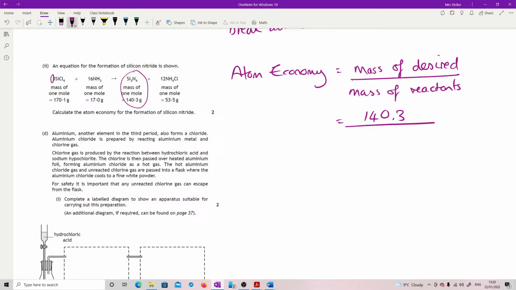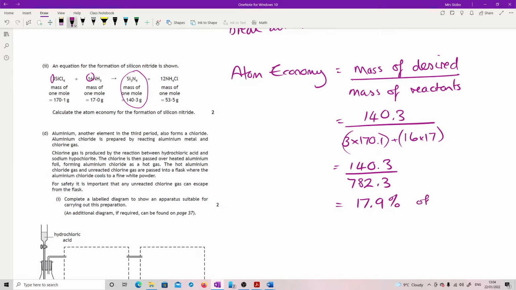Mass of reactants, being careful. We have got a 3 and a 16 in here, and you've got to take them into account. So that's going to be 3 times 170.1 plus 16 times 17. So that is 140.3 divided by 782.3. Times it by 100 to get a percentage gives you 17.9%, or in the mark scheme they were also quite happy with 18%.